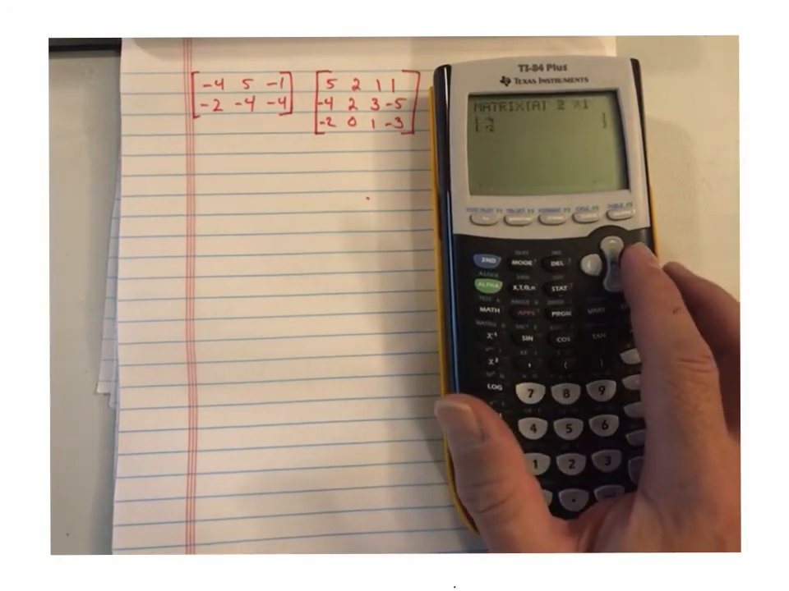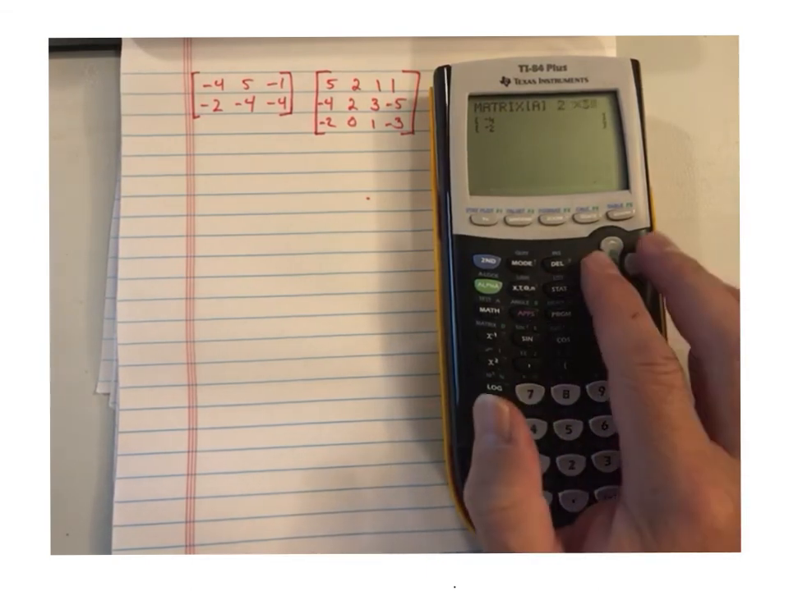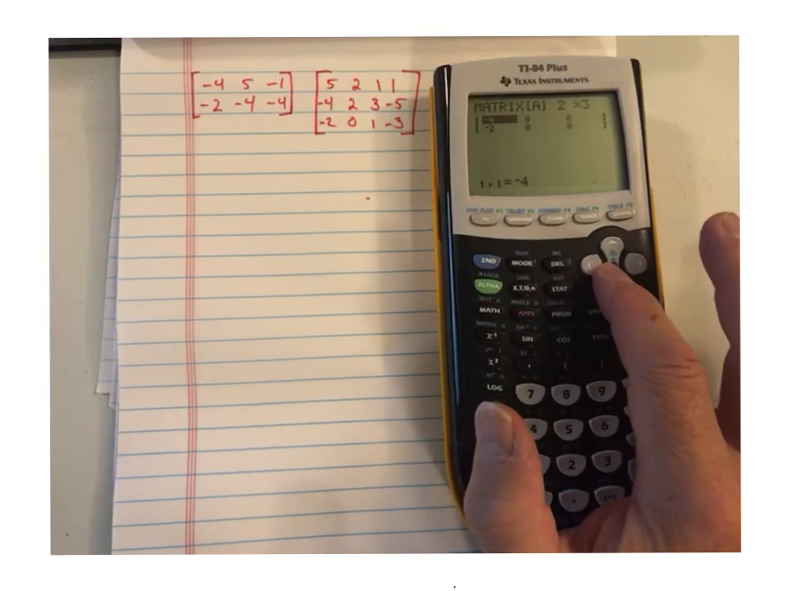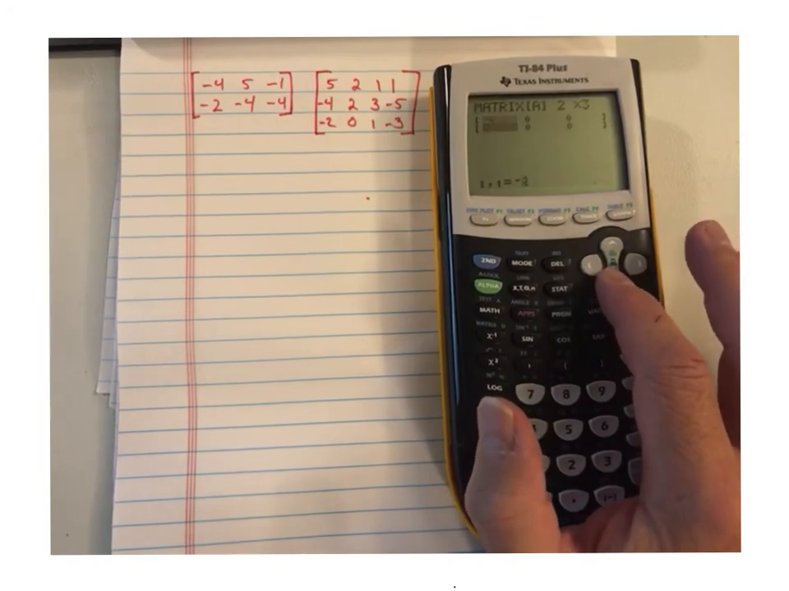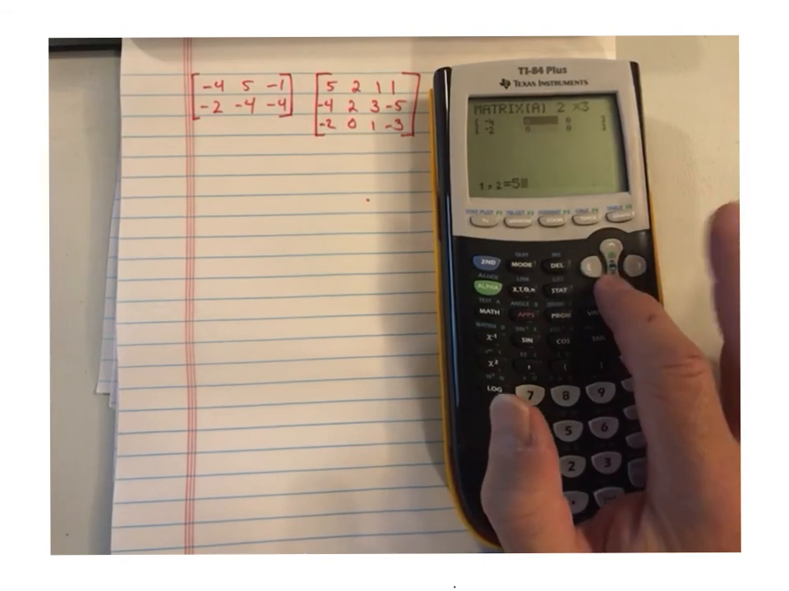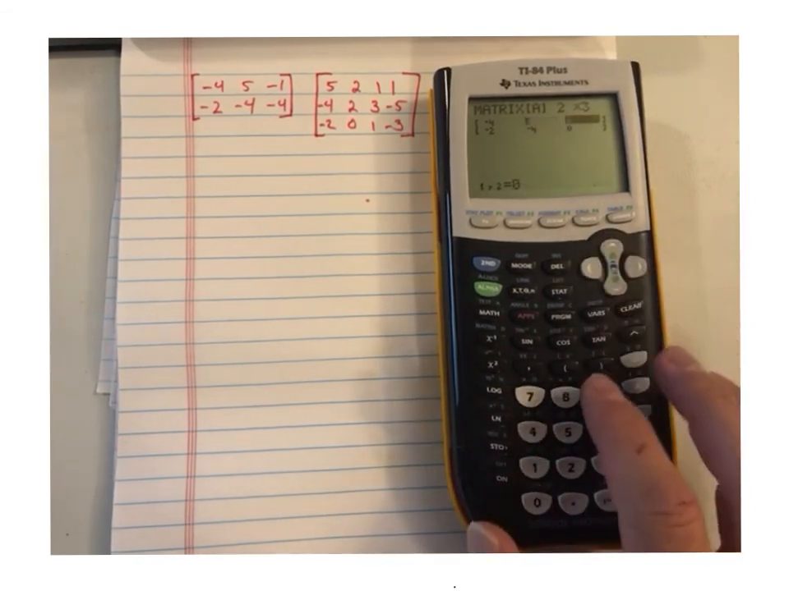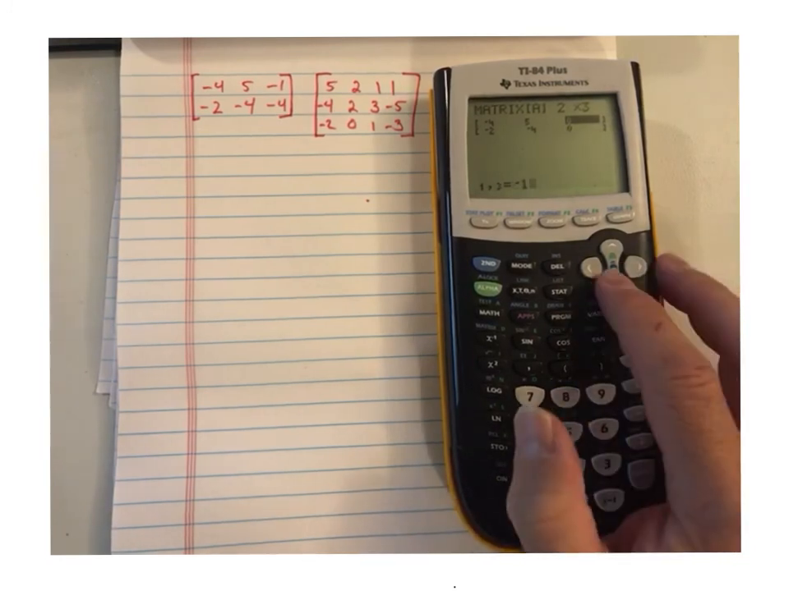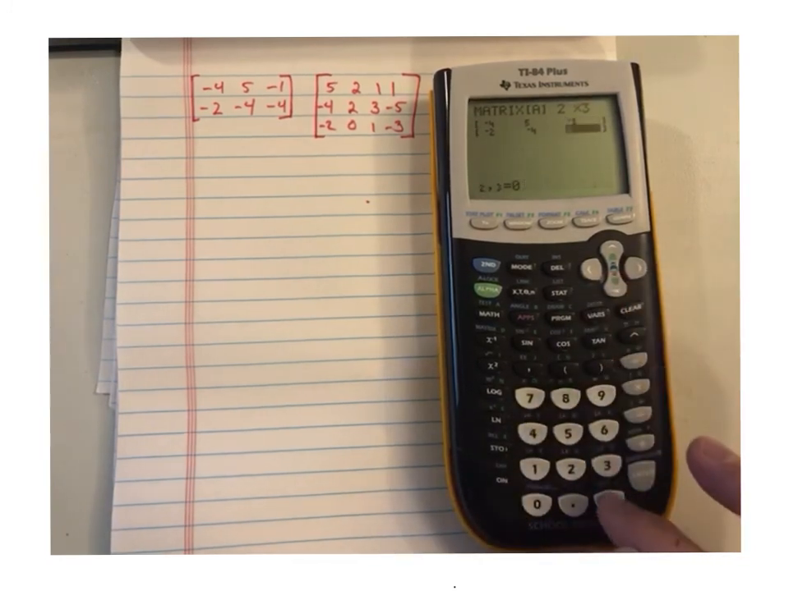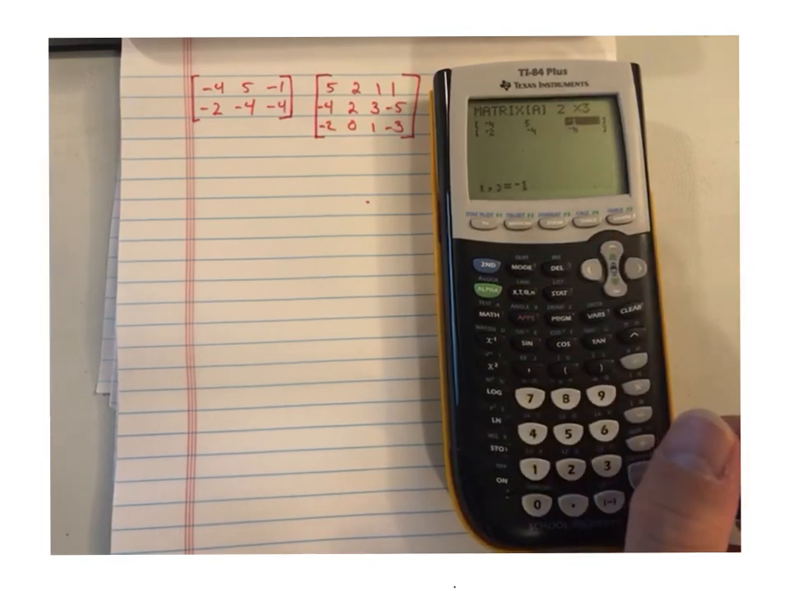The first thing I need to do is put in the correct dimensions. In this case, it's a 2 by 3 matrix, so I'm going to enter 2 by 3. Now when I go down here, I'm going to enter them in. Negative 4 and negative 2 are correct. Then I'm going to put in 5 and arrow down, negative 4, and then I'm going to arrow over here, negative 1, and then going to go to here, and that's negative 4. So now I have my matrix the way it looks.